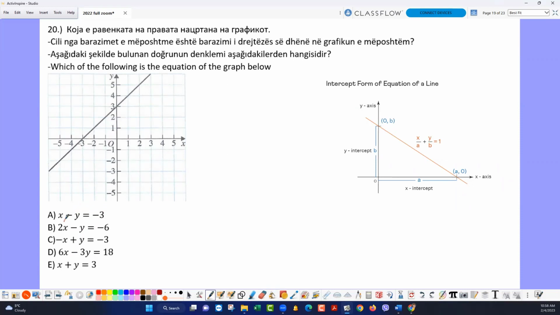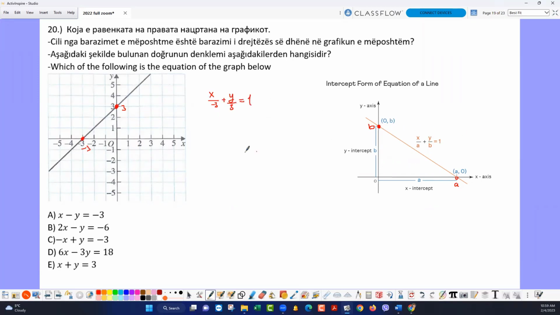Okay, the next one here, we are going to find the equation of the line, and we are going to use the intercept form of the equation of a line, because the line is passing through the intercepts. The formula becomes x over a plus y over b. This is a, which is on the x-axis. This is b, which is on the y-axis. So here the b value is 3, and the a value is -3. So our equation should be x over -3 plus y over 3 is equal to 1.